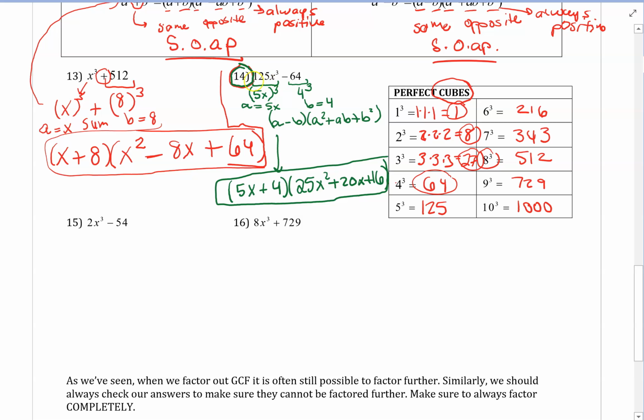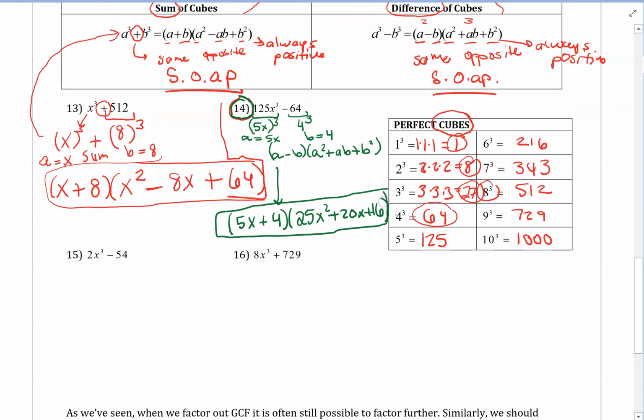hopefully you recognize that the 125 is a perfect cube of 5. The 64 is a perfect cube of 4. And so this is a difference of cubes and follows the difference of cubes formula given here. So it'll go into a minus b, and then the second one will be a squared plus ab plus b squared. A in this case is 5x, b in this case is 4. And so plugging those in would be 5x.